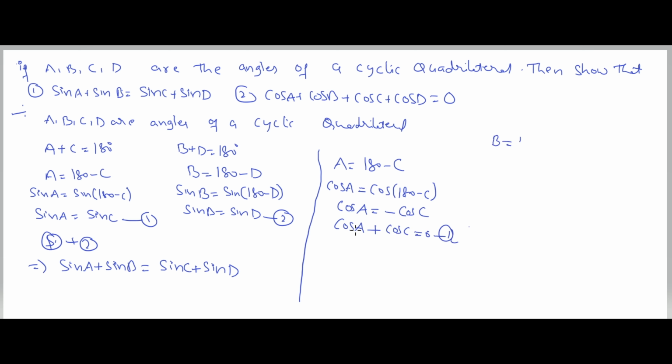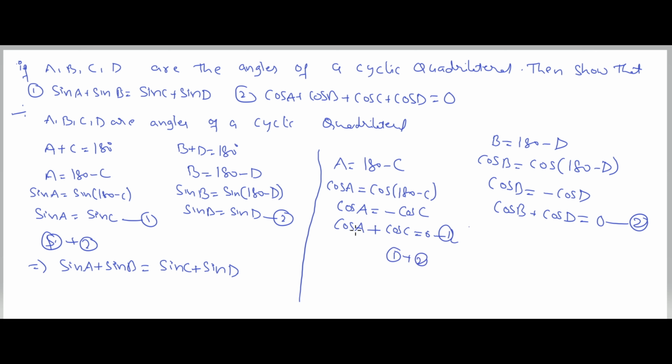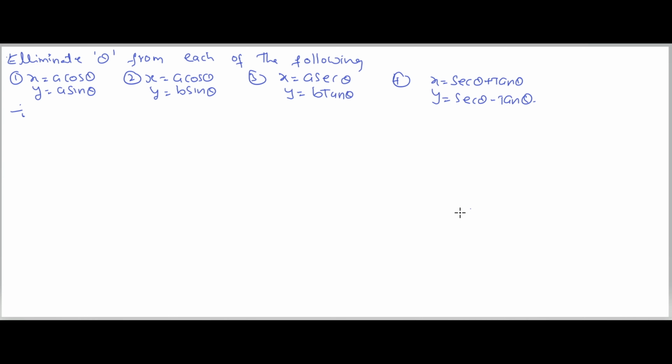And B is equal to 180 minus D. Applying cos on both sides, cos B is equal to cos of 180 minus D. So cos B is equal to minus cos D. Cos B plus cos D is equal to 0. This is the second equation. So first equation plus second equation implies cos A plus cos B plus cos C plus cos D is equal to 0.